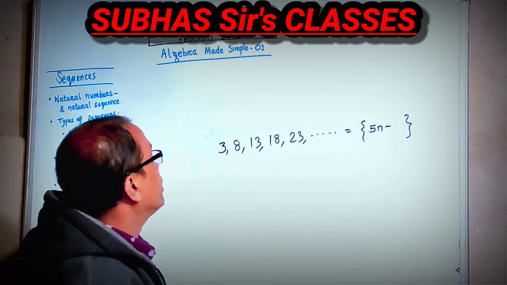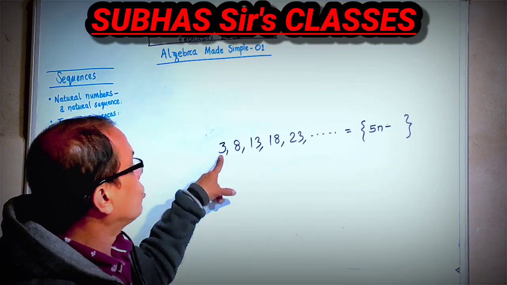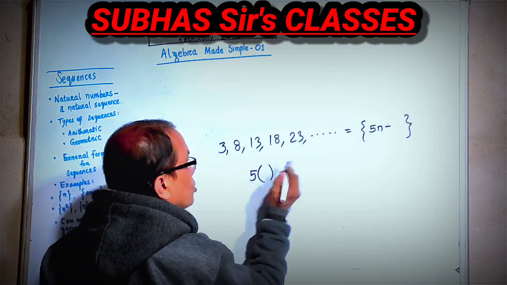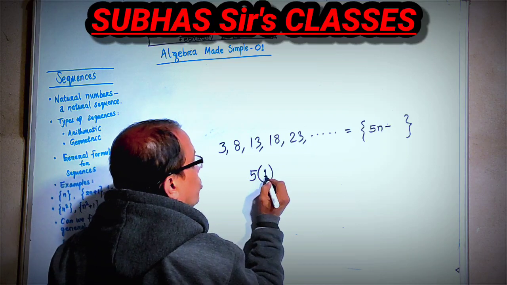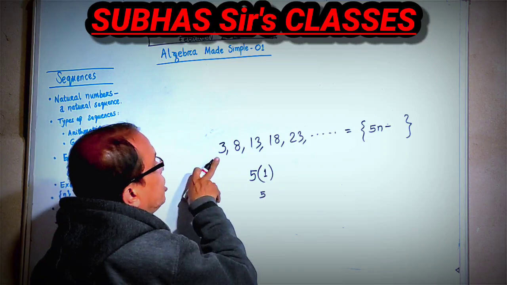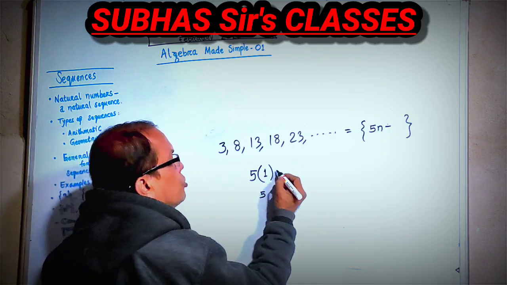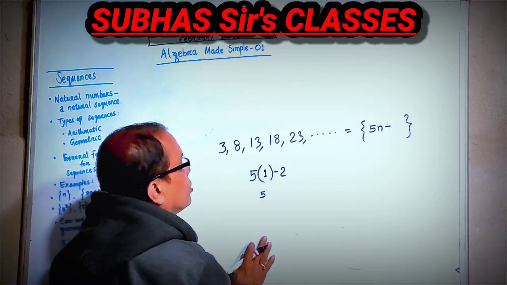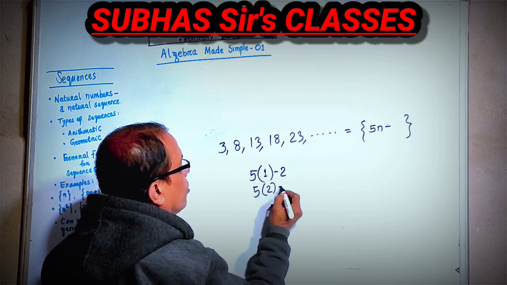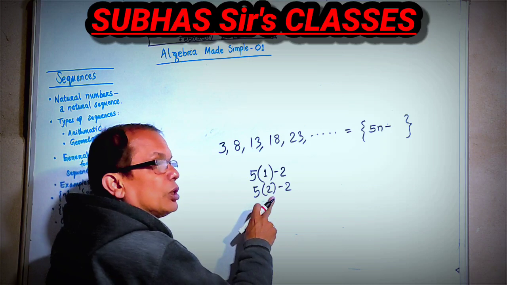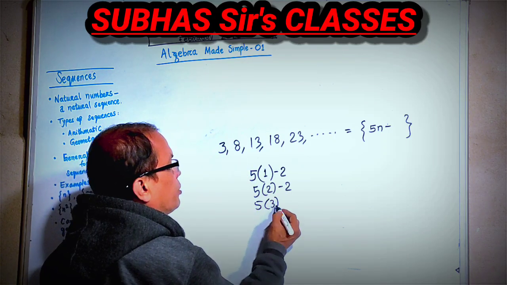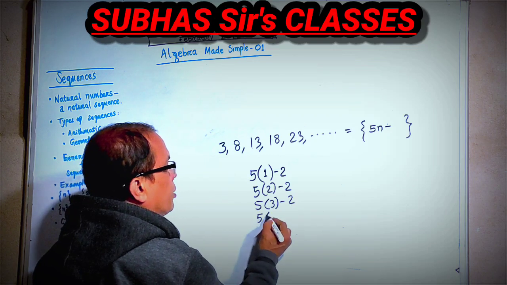So what will we get? How to get to this number? For the first term, for 5n we have to take 5 into 1, and 5 into 1 is 5 already, but the term is 3, 2 units less, so you subtract 2. The next one must be 5 into 2 minus 2. 5 into 2 is 10, 10 minus 2 is 8. You can now check if the next is 5 into 3 minus 2, the next is 5 into 4 minus 2.